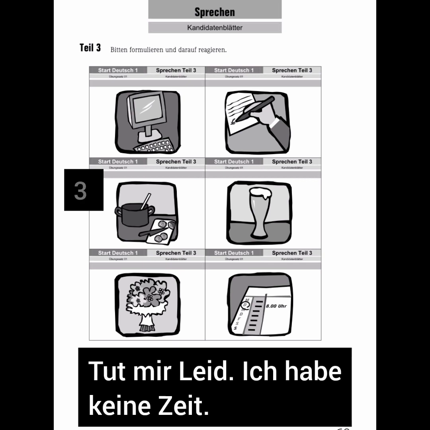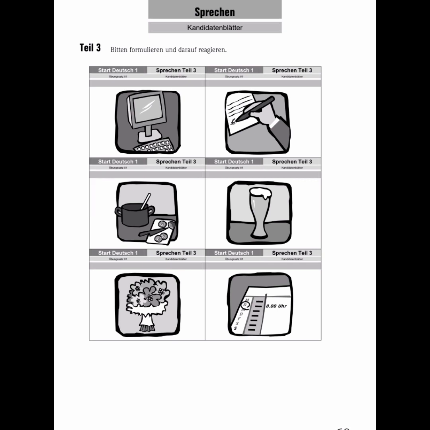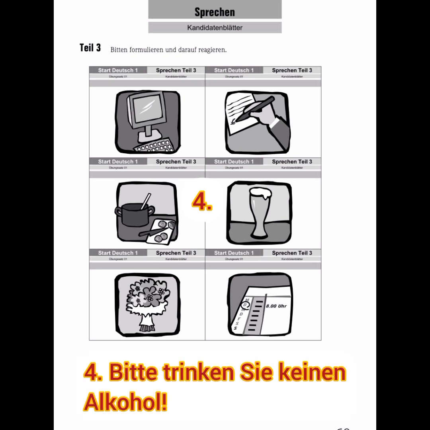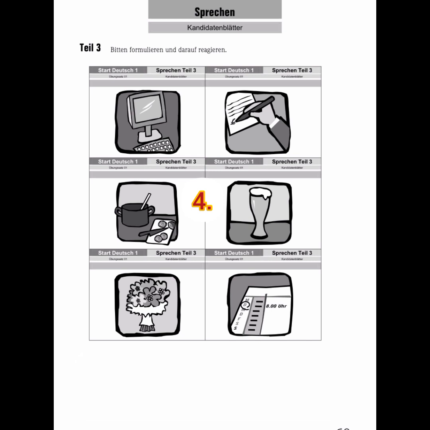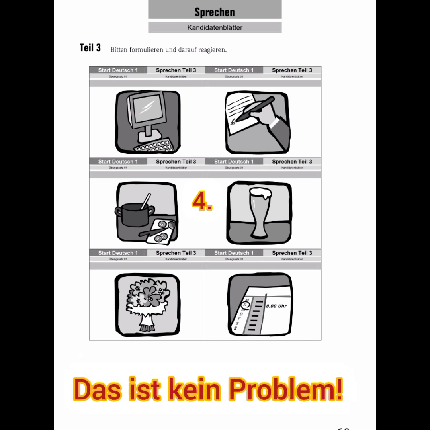Okay, few more cards to go. In the other picture now you can see a glass. Seems like some sort of beer or alcohol, or even someone could also say water. But in this case, it clearly looks like some sort of beer or alcohol. So I could say, bitte trinken Sie kein Alkohol. Bitte trinken Sie kein Alkohol. The person could say, das ist kein Problem.